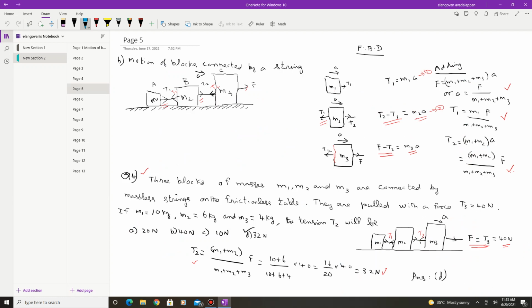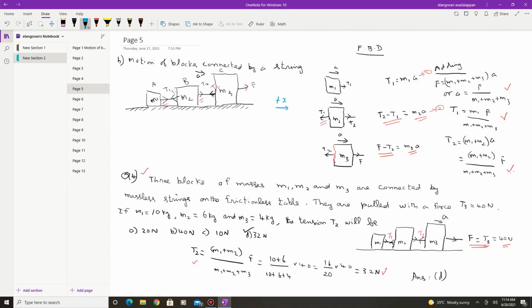Now, if you consider another case, the motion of the blocks connected by a string, again here we are considering three blocks A, B and C. A and B are connected by a string, and B and C are connected by a string. But here we are giving a force so that all the three blocks are moving along the plus x-axis. So it is moving from left to right. Previously it was moving from right to left. Now the acceleration is A. The acceleration is always along the direction of the force.